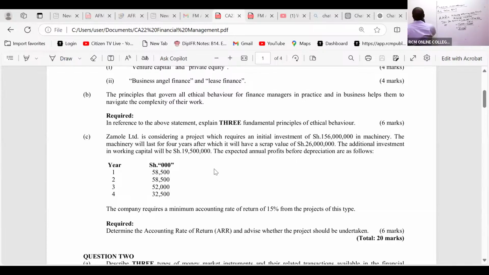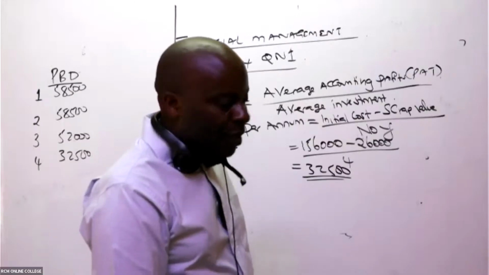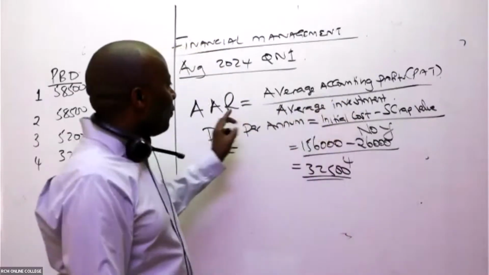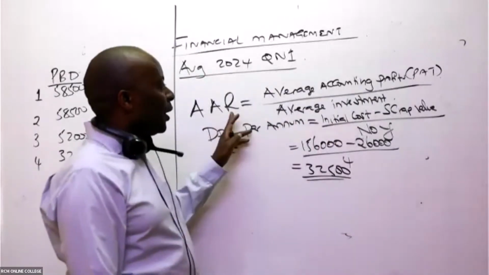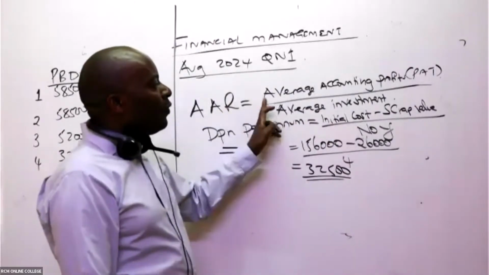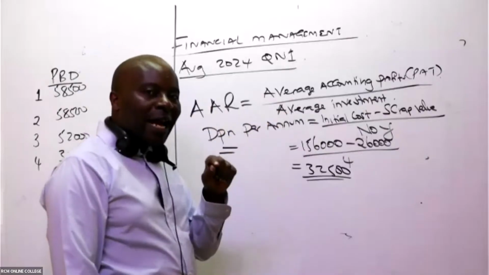58,500, another year 58,500, and then we have 52,000, and lastly we have 32,500. So remember, ladies and gentlemen, from the formula, to get average accounting returns, we are taking the average accounting profit, which is the profit after tax.